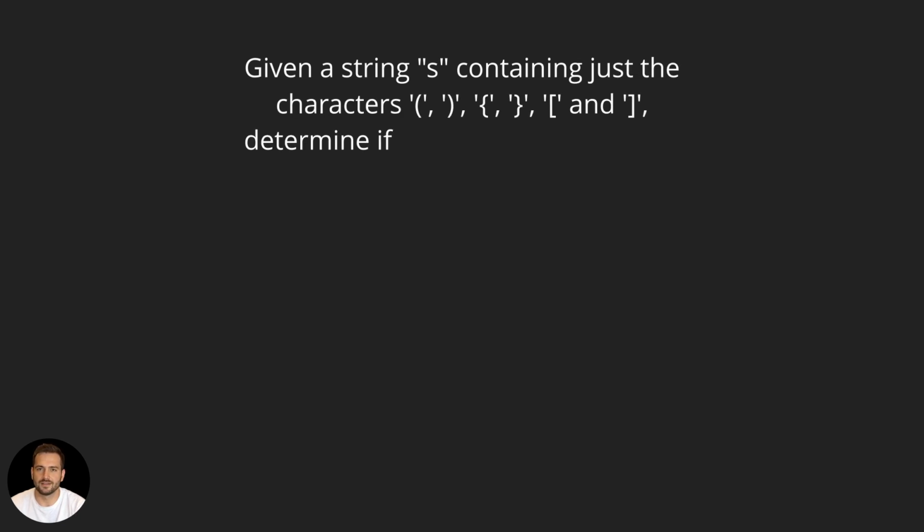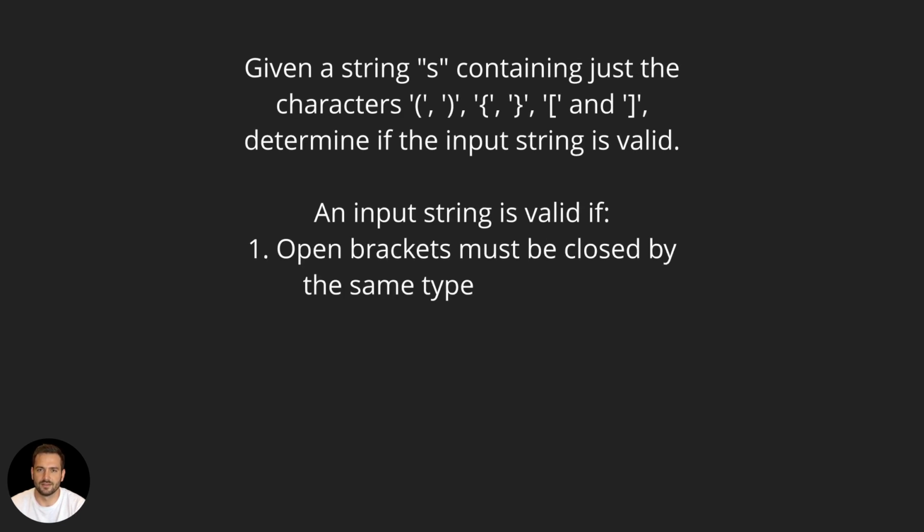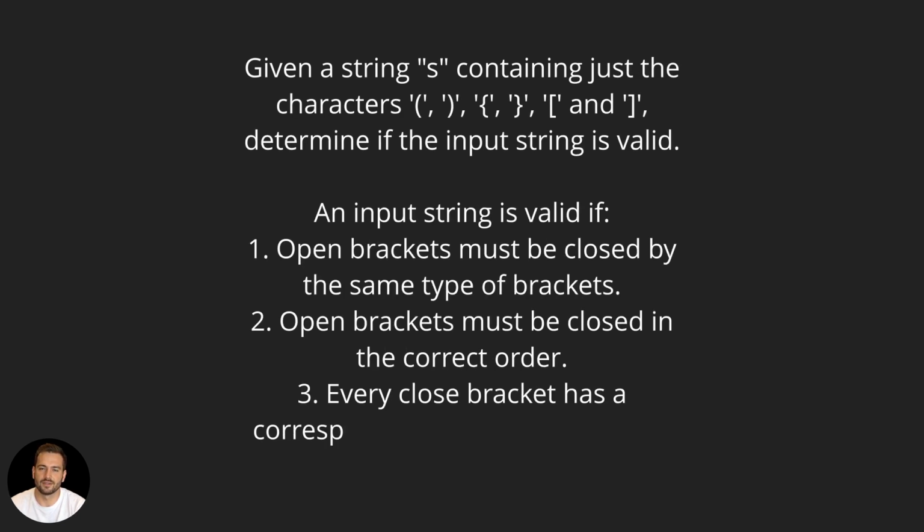Here's the problem. Given a string s containing just the characters round open, round close, curly open, curly close, square open, square close, determine if the input string is valid. An input string is valid if open brackets must be closed by the same type of brackets. Open brackets must be closed in the correct order. Every close bracket has a corresponding open bracket of the same type.